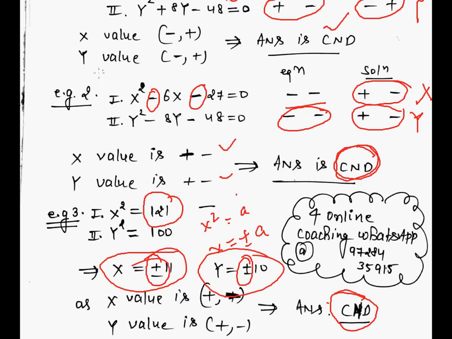So the net result is this: if the x value is plus as well as minus and the y value is also plus as well as minus, the answer is C and D cannot be determined.